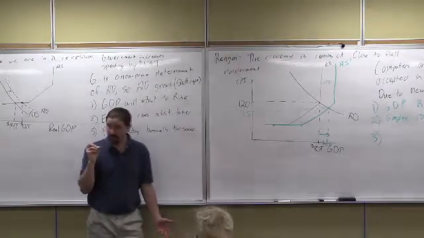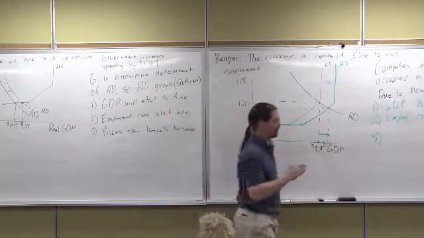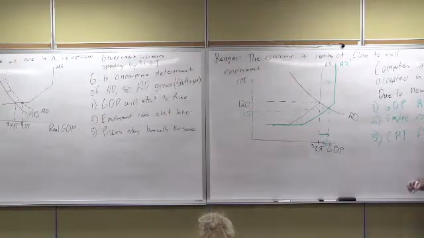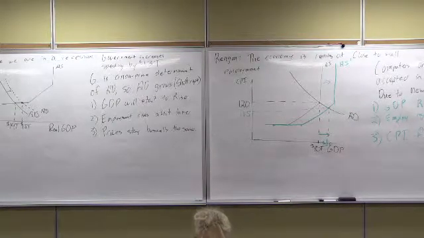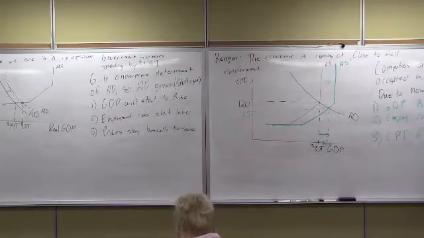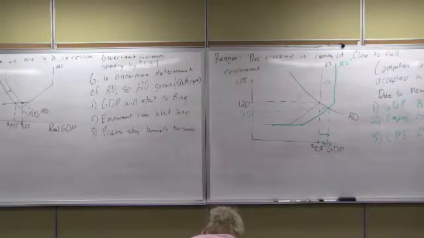Prices went down. So inflation went down? Why did inflation go down? It deflated? There was deflation. Well, there wasn't deflation. There was disinflation. Inflation fell, but prices didn't fall. They just stopped rising as much.